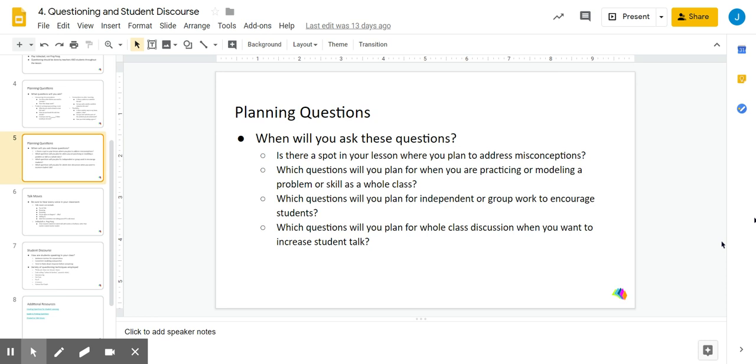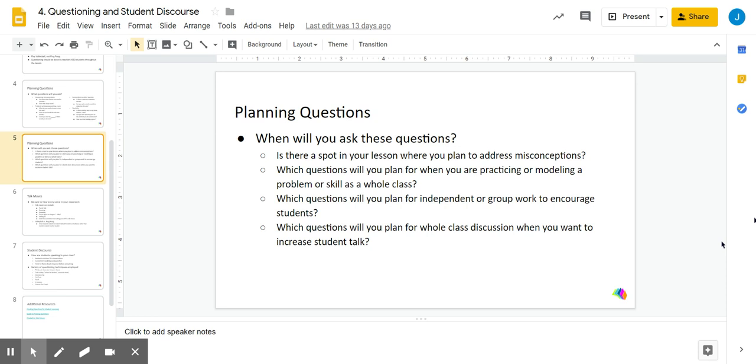Which questions will you plan for when you're practicing or modeling a problem or a skill as a whole class? Which questions will you plan for independent or group work to encourage students? So, both of these are important because you might want to ask questions a different way when you're practicing or modeling versus when students are on their own.